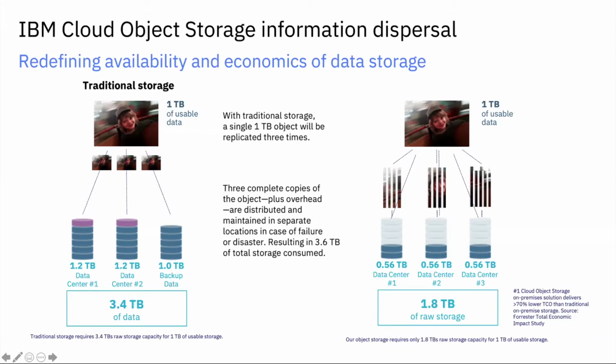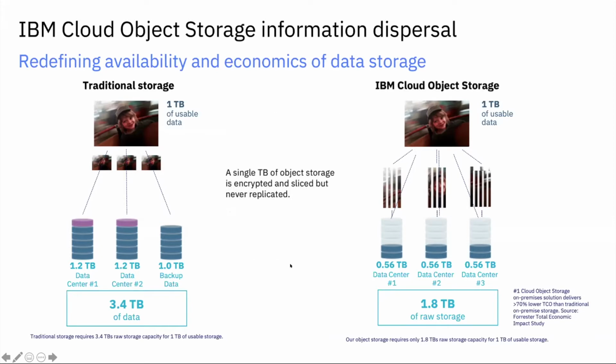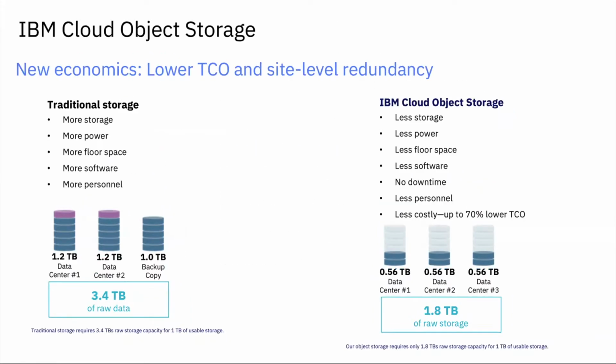So if you look at the end result, that 1 terabyte file traditionally is taking up 3.4 terabytes of storage, not to mention a lot more administrative overhead and management. And the 1 terabyte in object is only taking up 1.8 terabytes and a lot less management and overhead. So what does that delta result in? If traditional, more storage, more power, more floor space; object, less power, less floor space, and that's where the 70% lower TCO comes in.